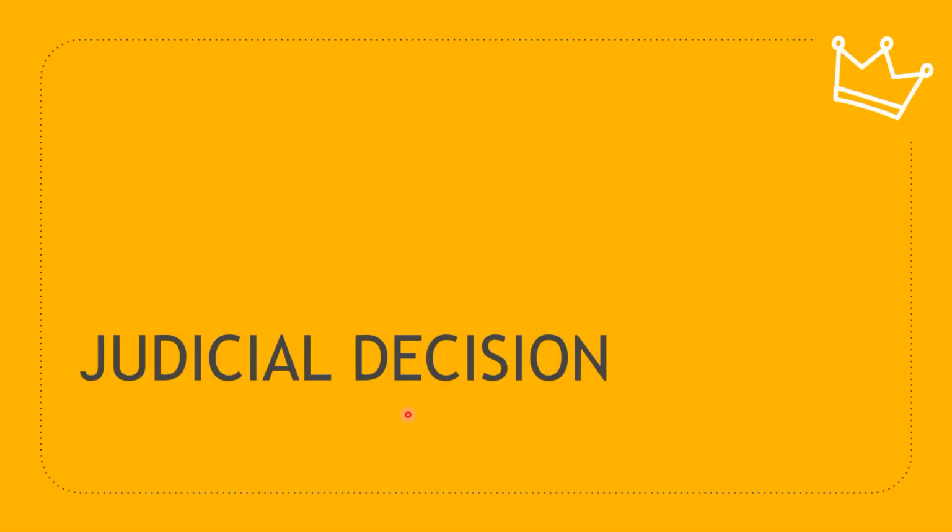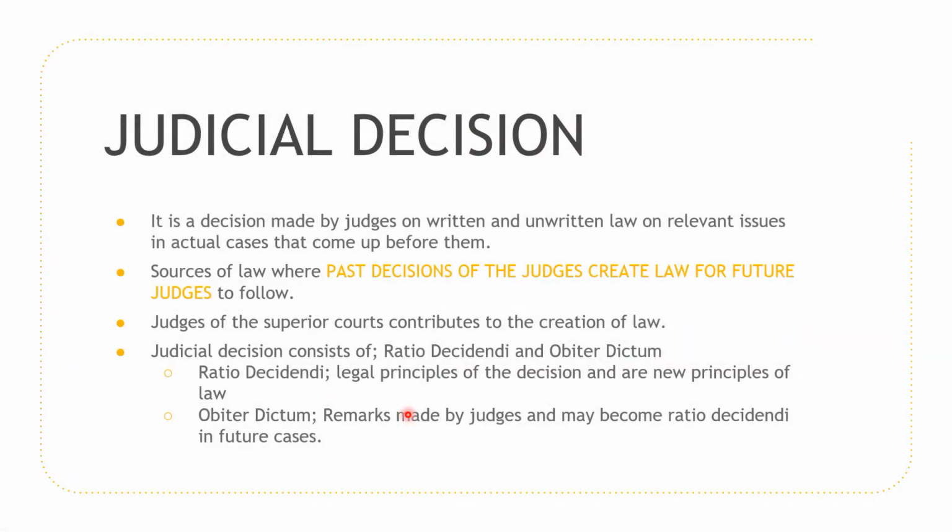Judicial decision. The law in Malaysia is not found only in legislation, but in cases decided by the courts. The courts here refer to the superior courts. Only the decisions of superior courts are sources of law. Judicial decisions are made by judges on written and unwritten law on relevant issues in actual cases before them.